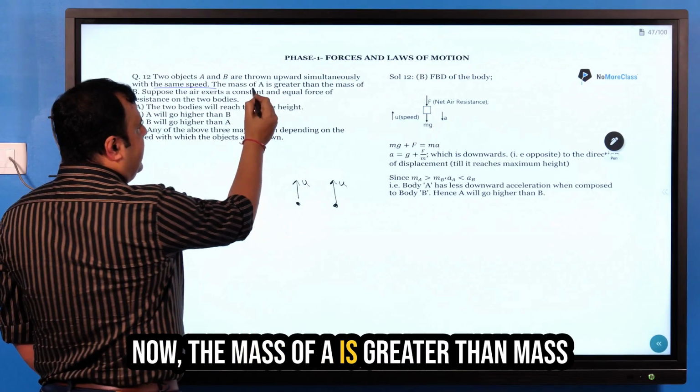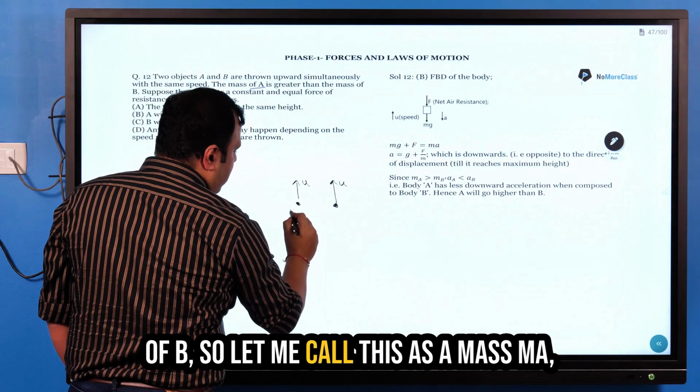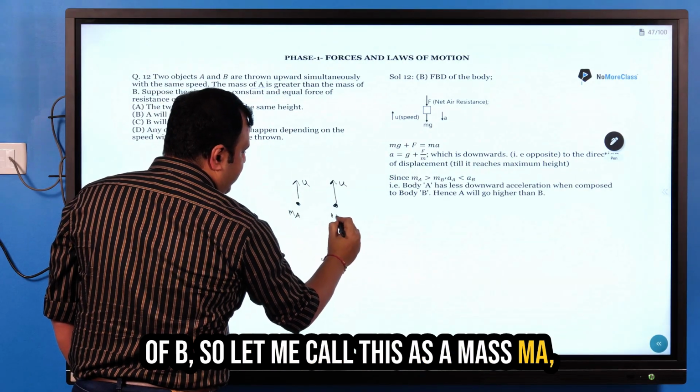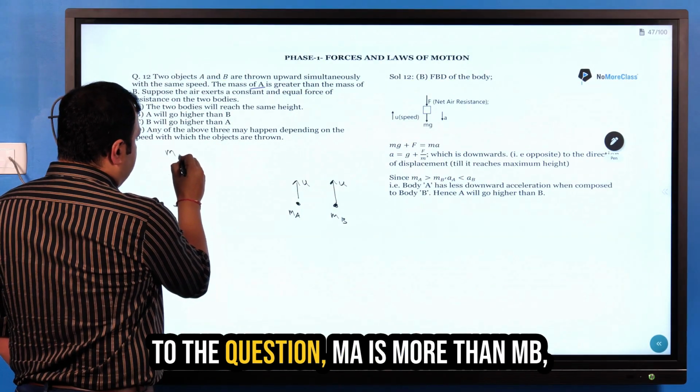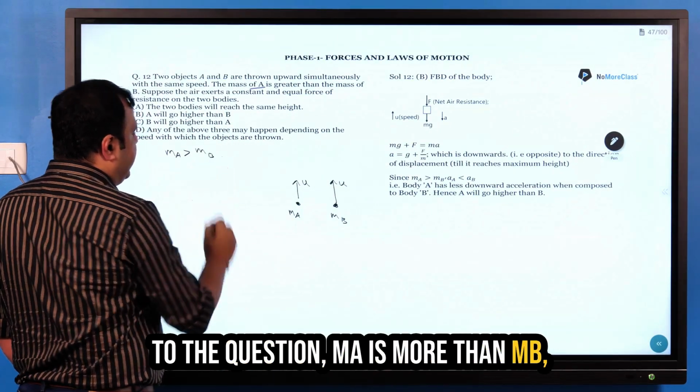Now, the mass of A is greater than mass of B. So let me call this A, mass M. This is B, mass MB. And according to the question, M is more than MB.